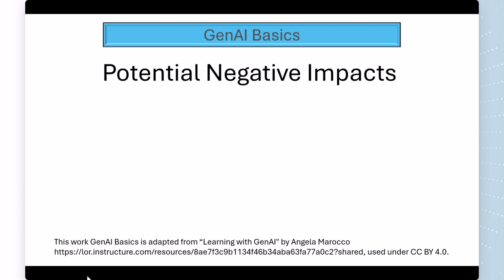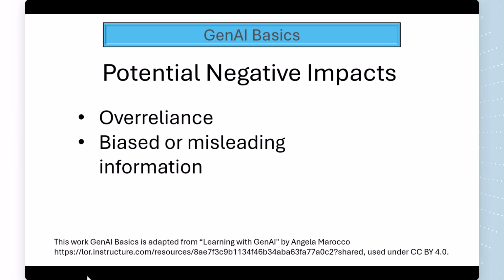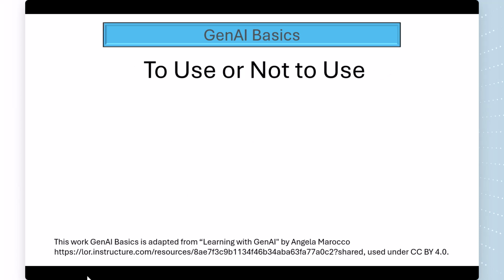Potential negative impacts on students include the risk of over-reliance on GenAI for learning and decision-making, the possibility of biased or misleading information, and concerns about data privacy. Understanding these ethical challenges is crucial for ensuring that GenAI technologies are used responsibly and effectively in educational settings. Which brings us to the big question: to use or not to use? Let's look at some questions to guide your decisions.